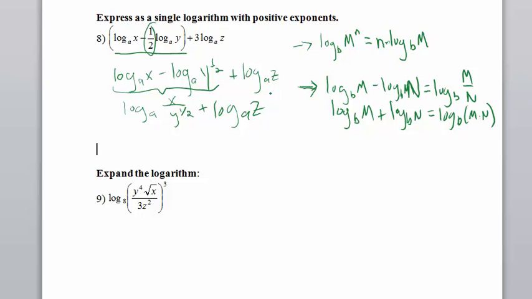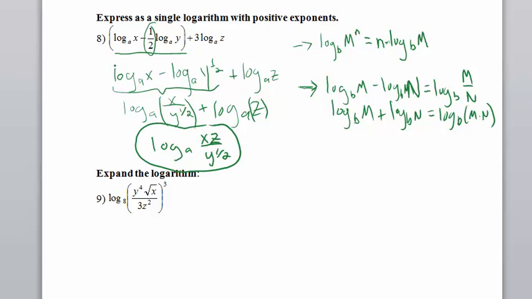So finally, I can use my third property. I see the sum of two logarithms with the same base is equal to the single logarithm, the log base a of the product of this guy and this guy. So just multiply them together. So that would be x times z over y to the 1/2. And I should have some equal signs in here. The given expression is equal to that, is equal to my answer. One single logarithm with positive exponents.